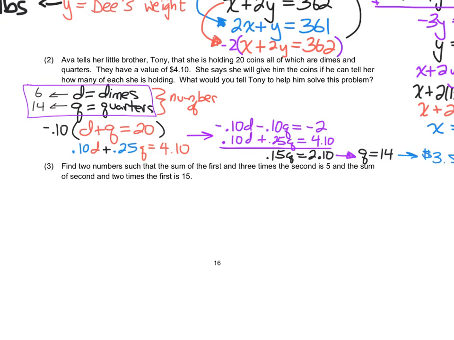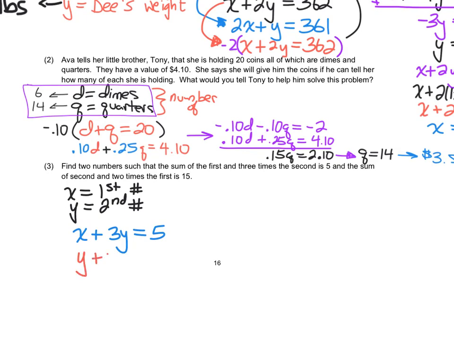So then number 3, find two numbers such that the sum of the first and 3 times the second. All right, so I'll just stop right there. X is the first number, then Y is the second number. The sum of the first and 3 times the second is 5. The sum of the second and 2 times the first is 15.